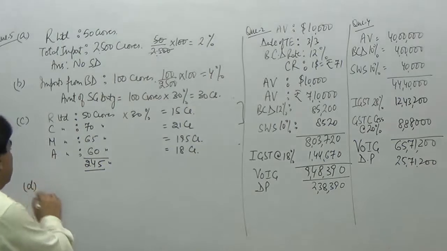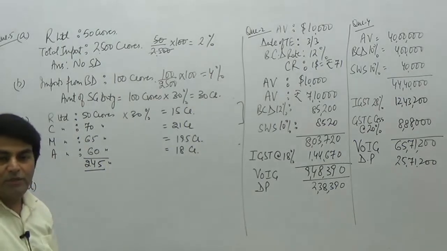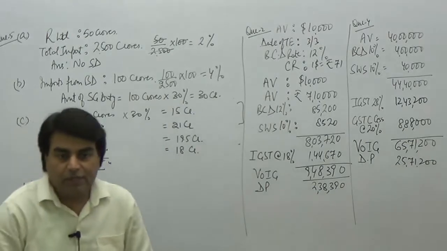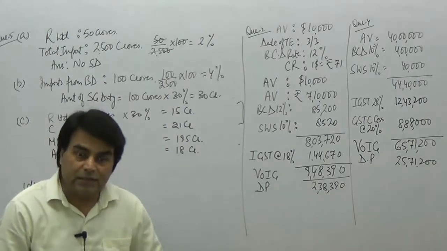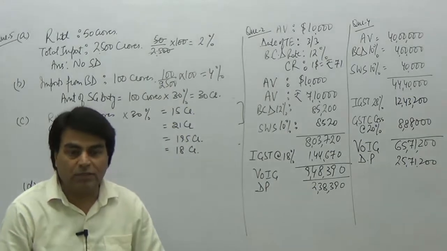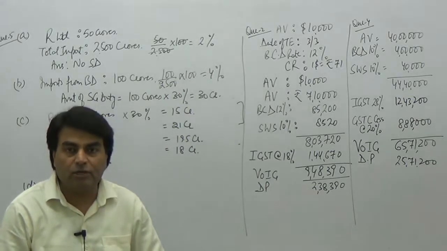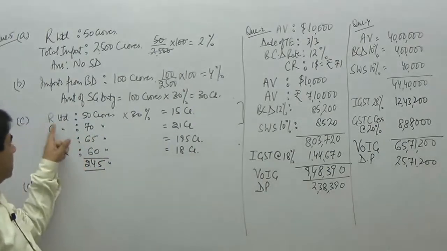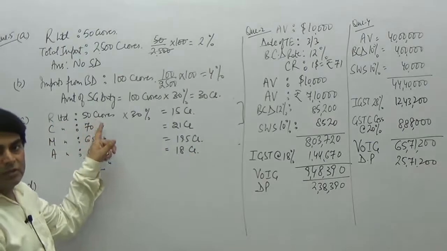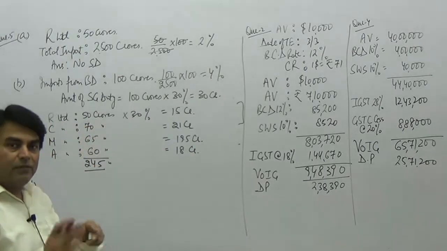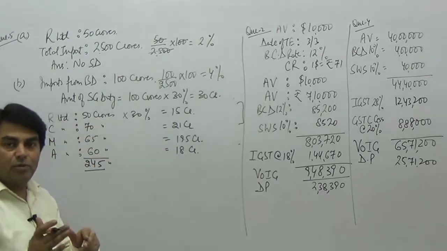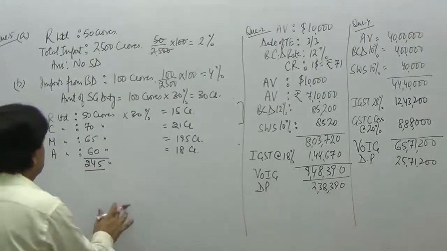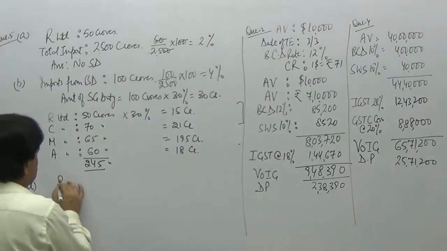Now the last, point number D. Point number D says all other facts given in A and C remain the same. What would be the answer if the import of Rajesh Limited is 100 crores? Please see in point number C, the import of Rajesh Limited has been taken as 50 crores. But now point number D says that if the Rajesh Limited import is 100 crores, then what would be the consequence? Again, we would do the same thing.